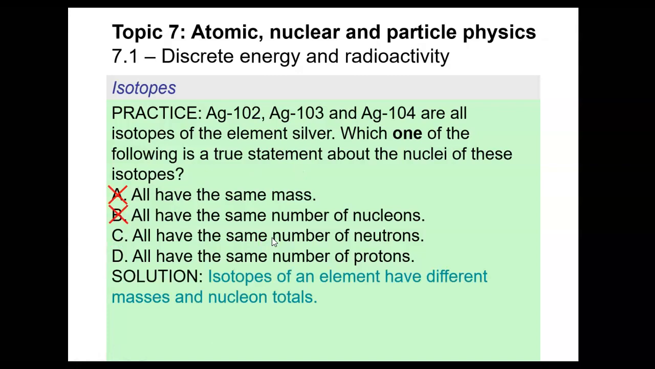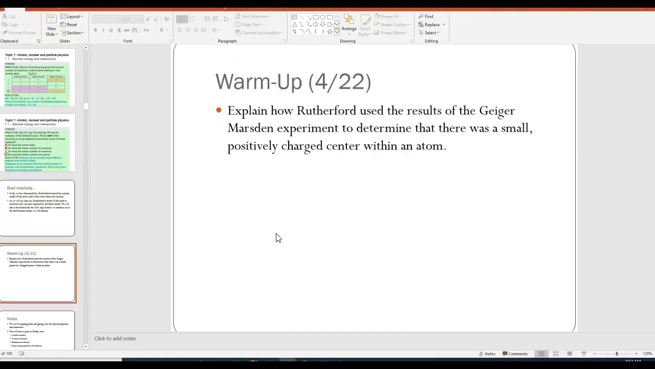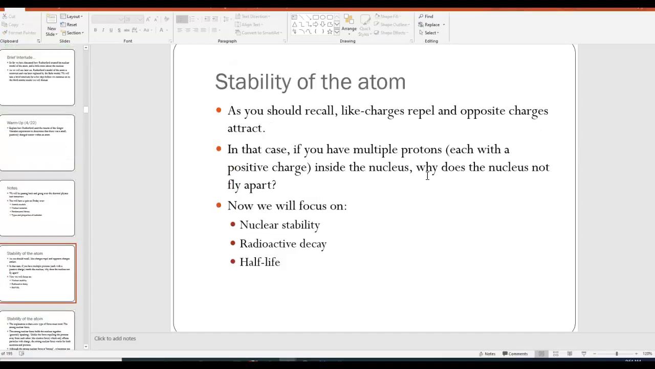Now we're going to move on and talk a little bit about stability. We will get back to the last model of the atom, the Bohr model, later on. But really quickly, we're going to start to lead into stability, and we'll talk more about different types of radiation in the next video. Now, let's talk about the stability of the atom.